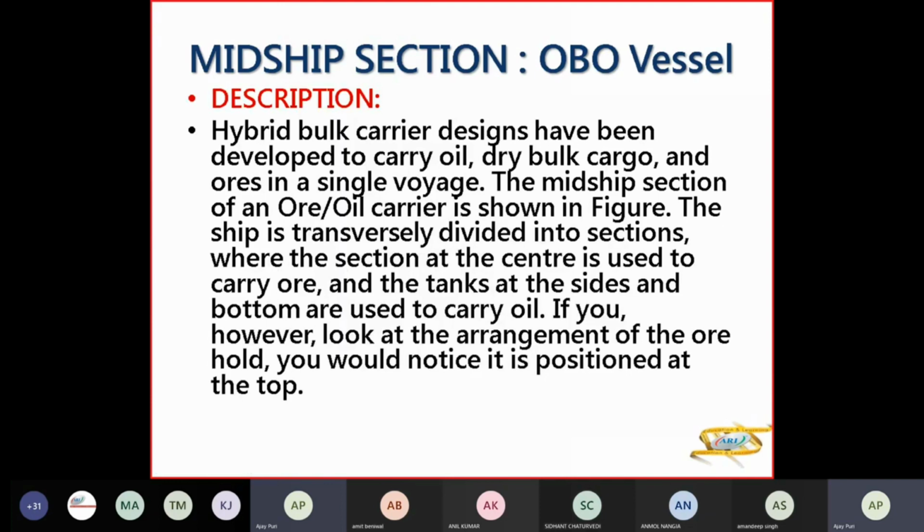Now, the hybrid bulk carrier designs have been developed to carry oil, dry bulk cargo, and ores in a single voyage. So, in the midship section of an ore oil carrier, the ship is transversely divided into various sections. The section at the center is used for carrying iron ore, and the tanks at the sides are carrying oil.